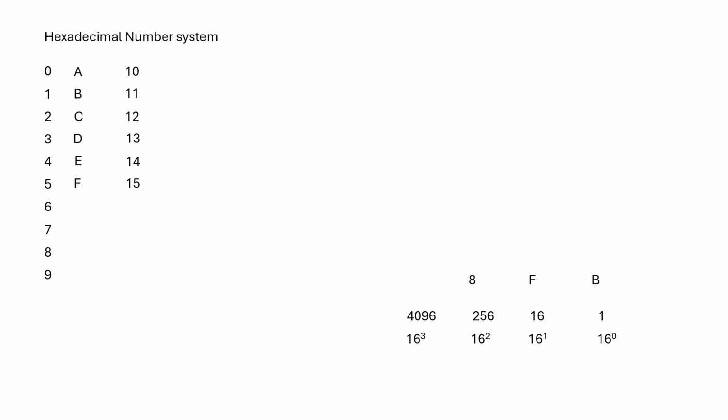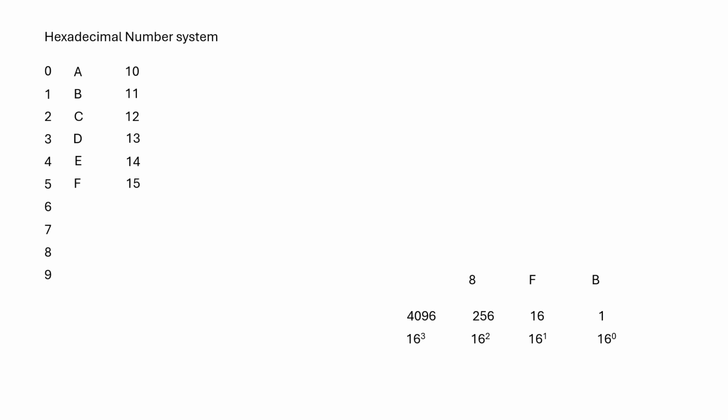As you can see in the table, B has a value of 11 because after 9 we have A, which represents 10, and B, which represents 11. F represents 15 in the table and needs to be multiplied by 16 to get its place value, which is 240.